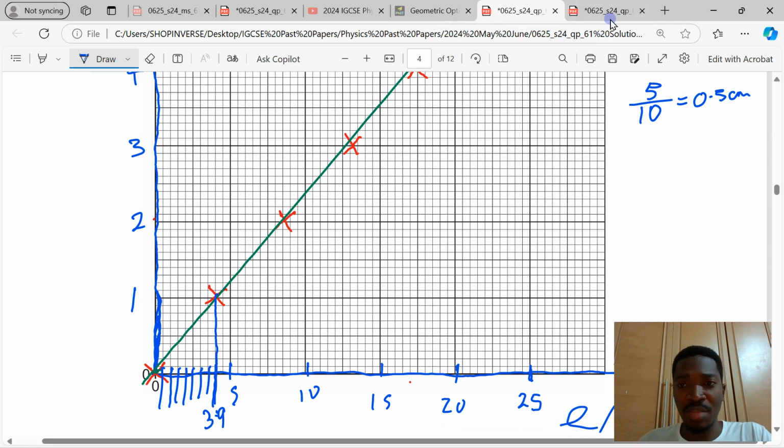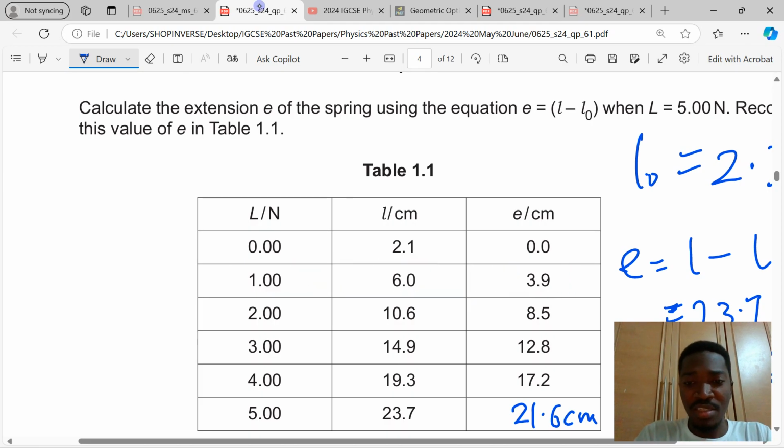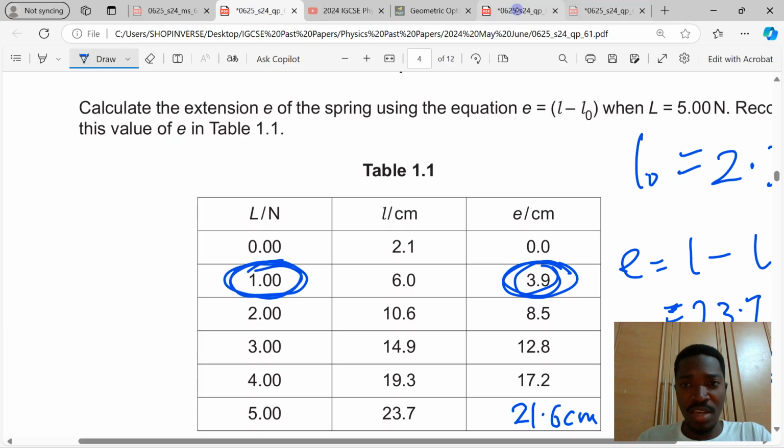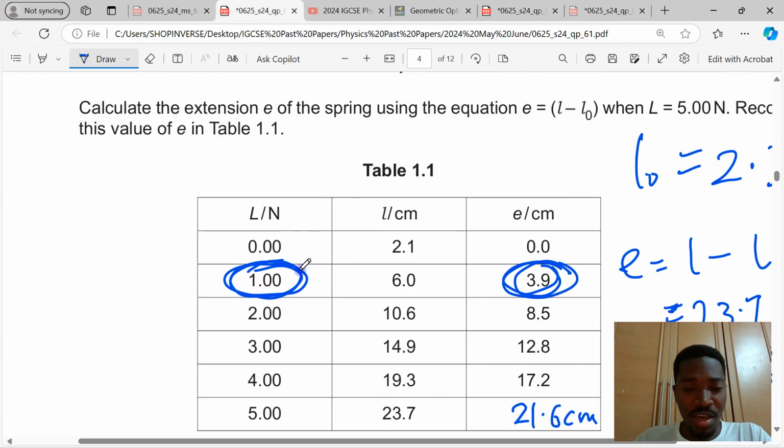Don't forget that that point was taken from 3.9 centimeters on the extension axis and 1 Newton on the load axis. That's why on my graph, I picked 3.9 centimeters, which is approximately 4 here, and I picked 1. That's why I put this point. So I do likewise for the other points.